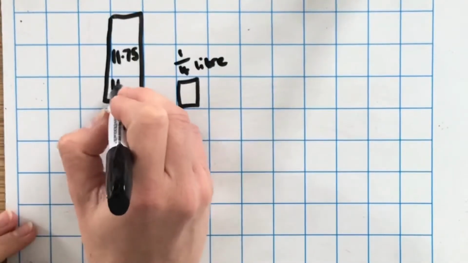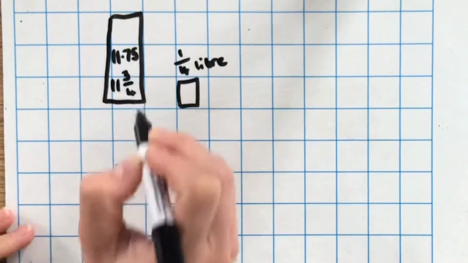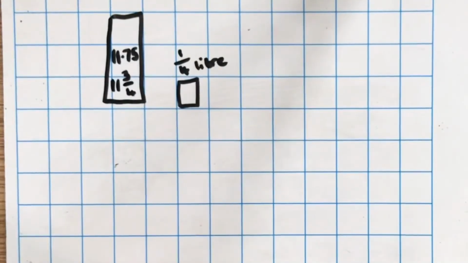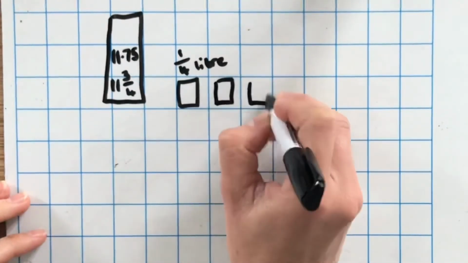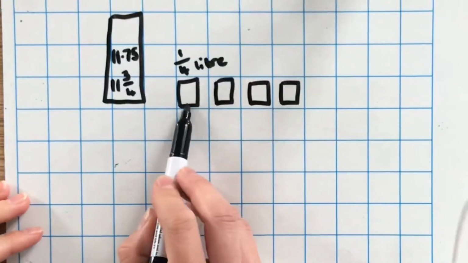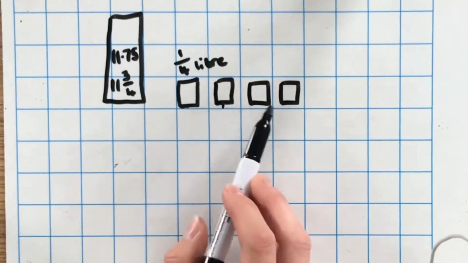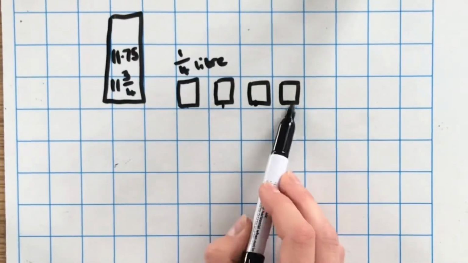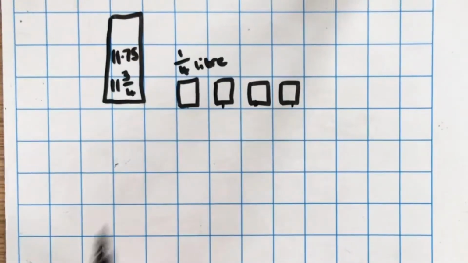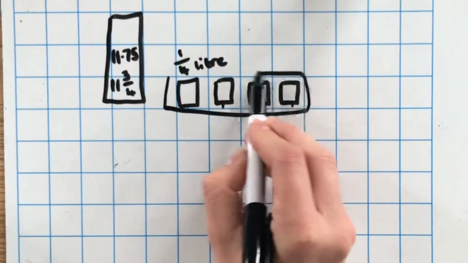11.75 is the same as 11 3/4. Okay, so if you think about your 4 little cups, how many do you need to make up 1 litre? So if 1 is 1/4, you're going to need 4 to make up 1 whole litre. Okay, so that would be 1/4 plus 1/4, which is 1/2, plus another 1/4, which is 3/4, another 1/4, which is 1 whole. So 4 cups would make up 1 litre.